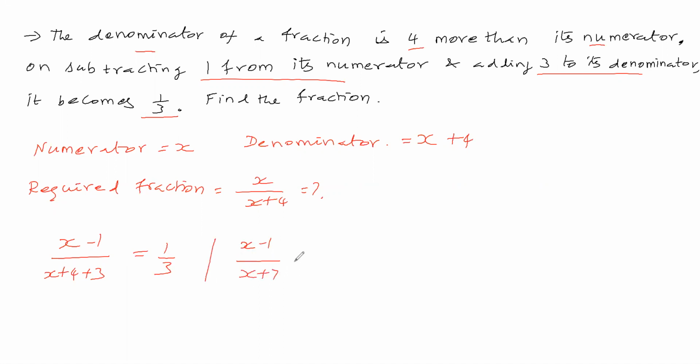It is x plus 7 is equal to 1 by 3. This we will simplify. We will get x. x is equal to 5. So on simplification we are getting x is equal to 5.